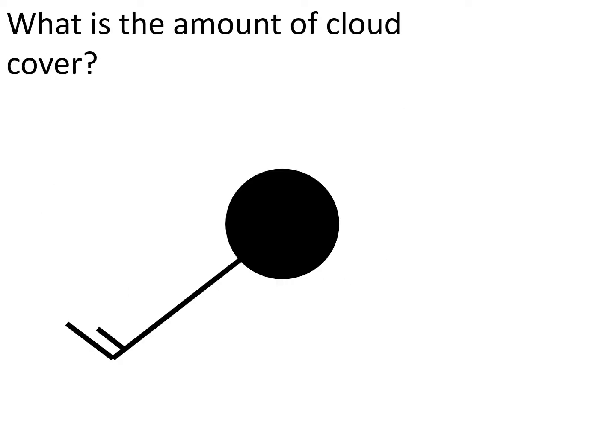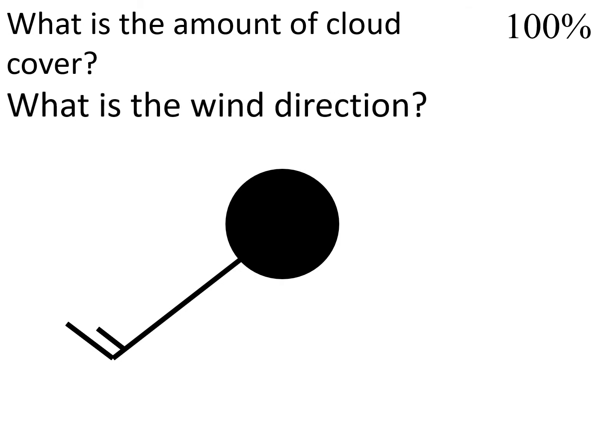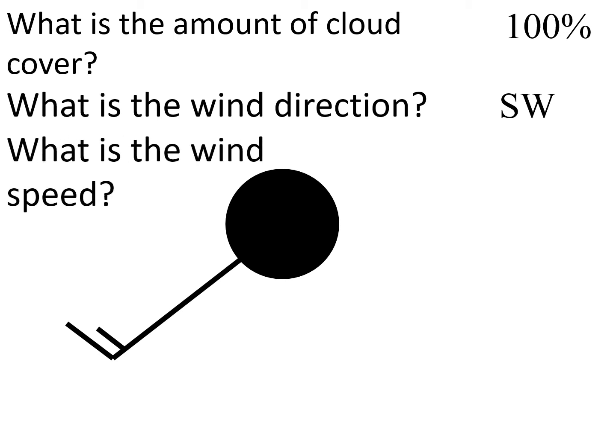So what is the amount of cloud cover in this? Well, the station model is completely filled in, so it looks to me like 100%, and it is 100%. What is the wind direction? Well, the wind direction looks like a combination of south and west. How about southwest? Sounds good. And what is the wind speed? Well, I see a whole feather and a half feather. So that's 10 miles an hour and 5 miles an hour, 15 miles an hour.